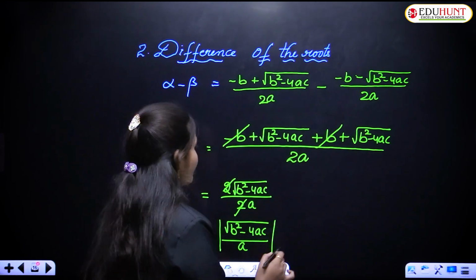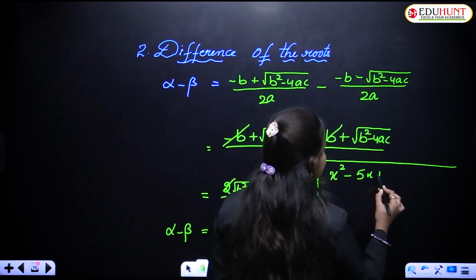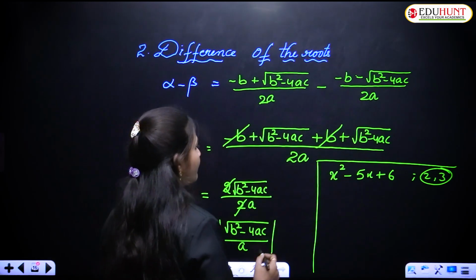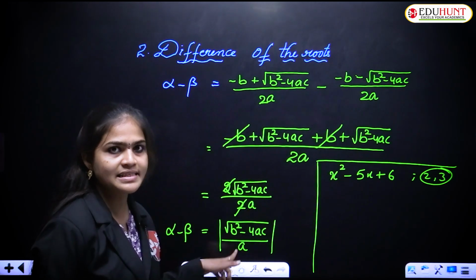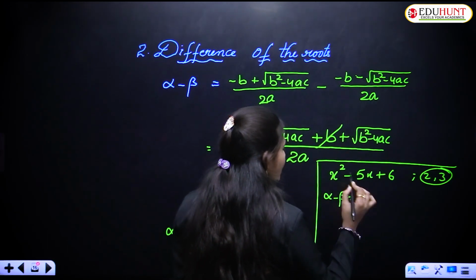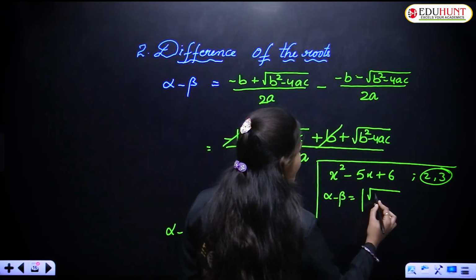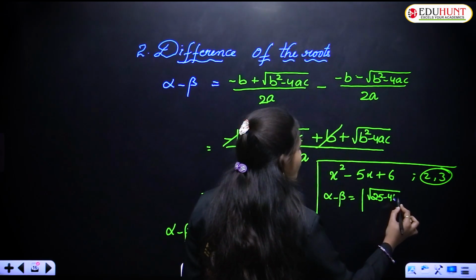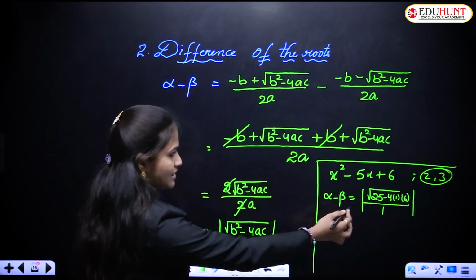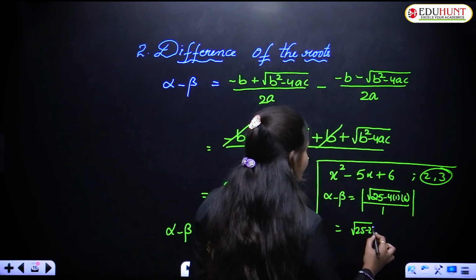Am I clear? So, example: x square minus 5x plus 6. We know the roots are 2, 3 or 3, 2, whatever it may be. So I will tell you the difference here. See why I kept that modulus. Alpha minus beta is equal to modulus of square root of b square, which is 25, minus 4ac, divided by a, so by 1, which equals square root of 25 minus 24.